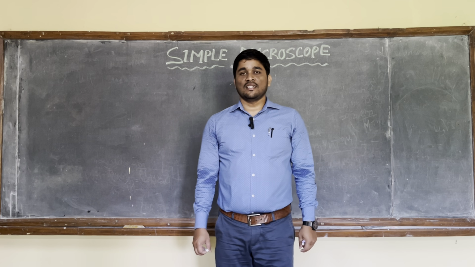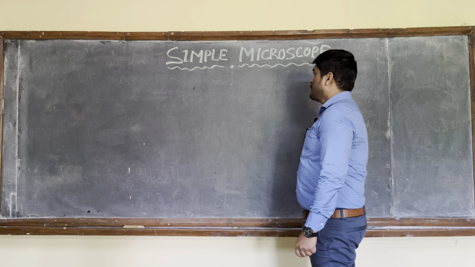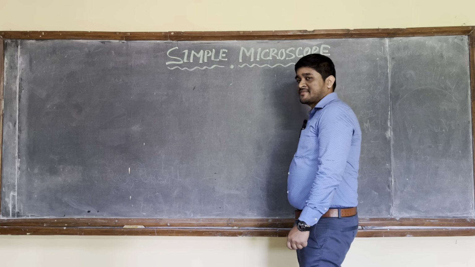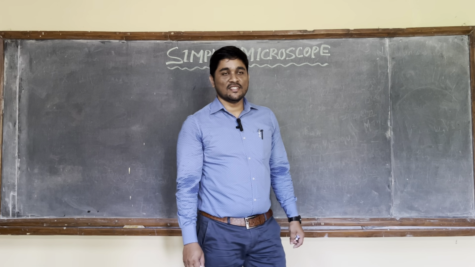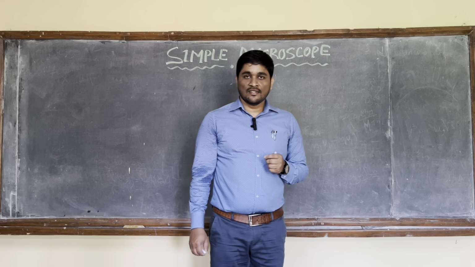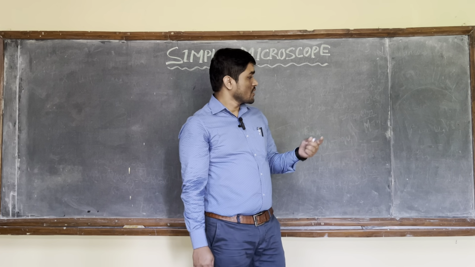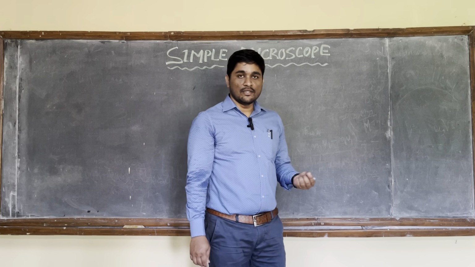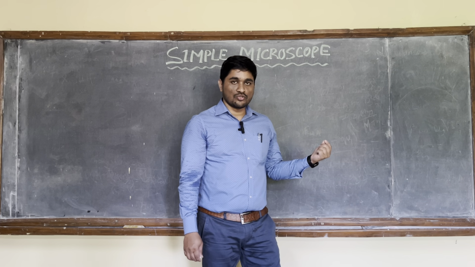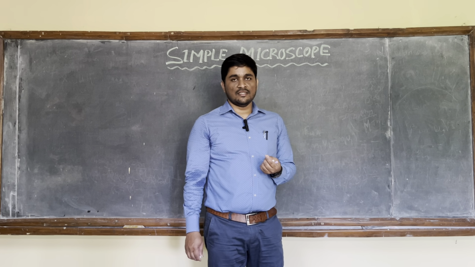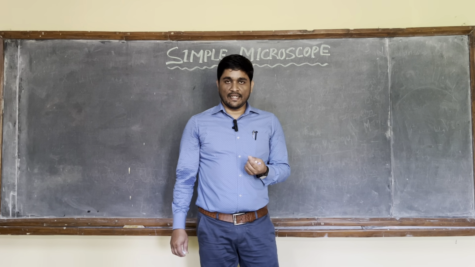Today we will discuss about simple microscope. So the simple microscope, it is an optical instrument which is used to get a magnified or enlarged image of a minute closed object. That means if the object is placed very close to the microscope and which is very small in size, you will get a large image.